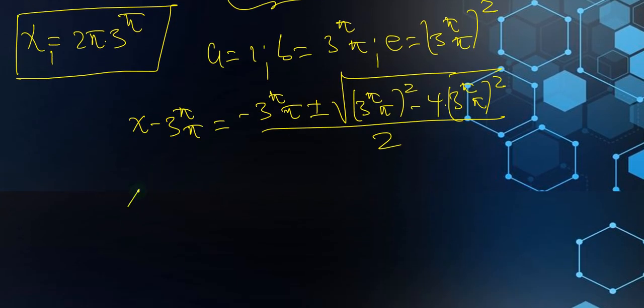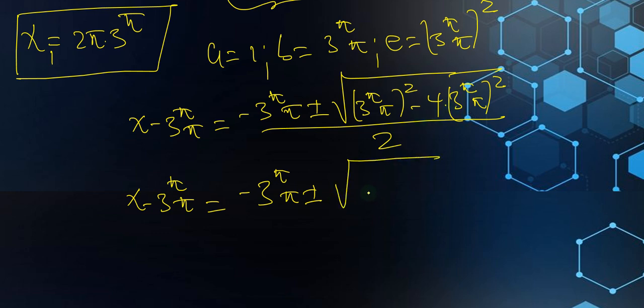So from here, guys, I have that x minus 3 to the pi times pi is going to be equal to minus 3. Sorry, this is minus 3. Okay, it's not working, so let's use the mouse here. So this is then 3 to the pi times pi plus or minus. Here, this one is equal to this one, so we're going to have the square root of negative 3 times 3 to the pi times pi squared, all over 2.